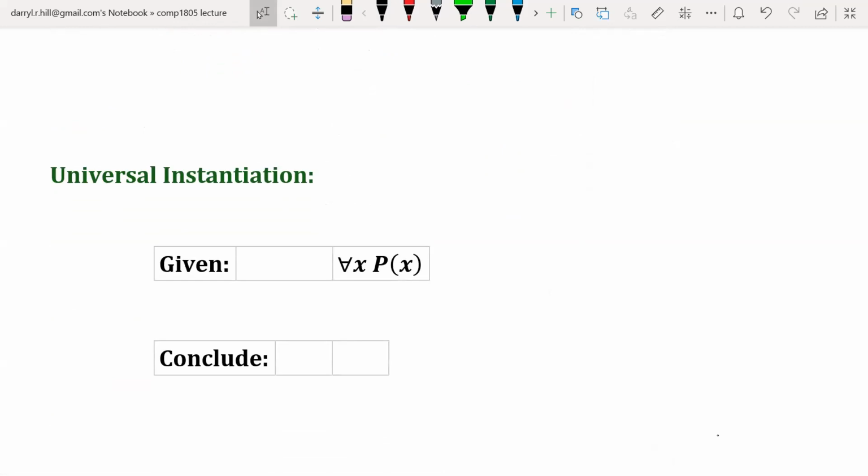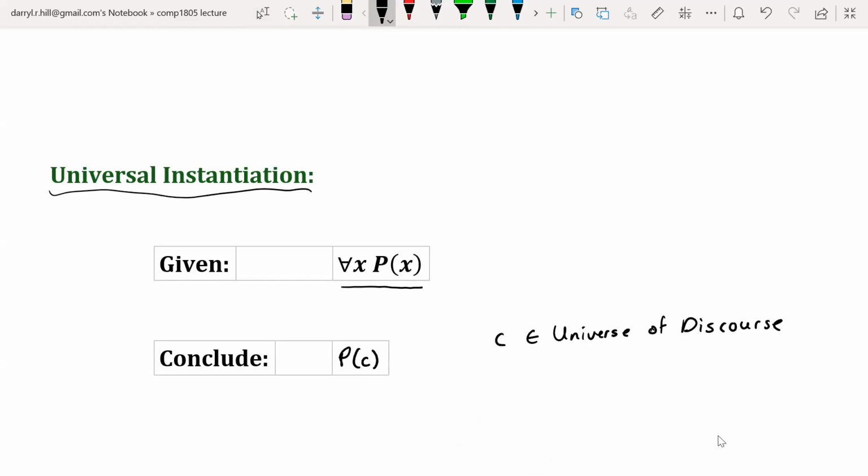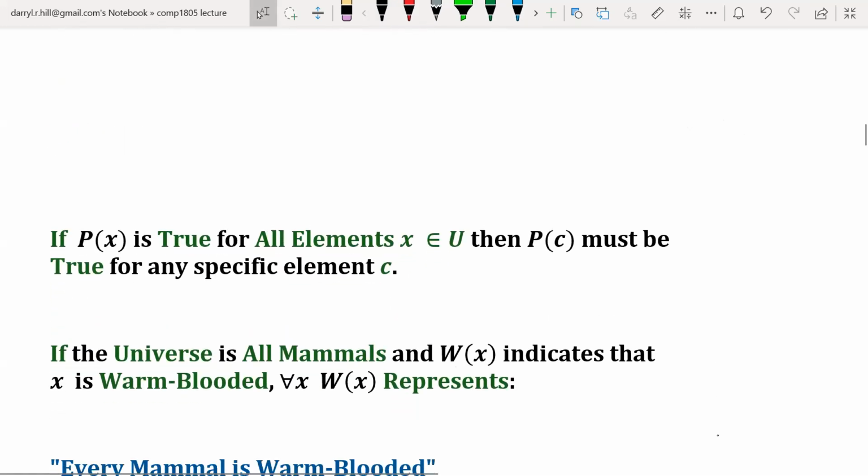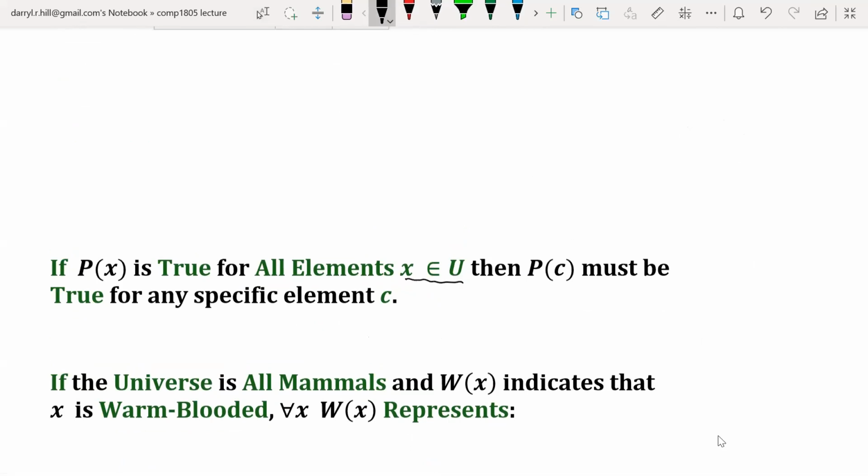So one way to go from a quantifier to a regular logical argument is called universal instantiation. So if we take a statement for all x, P of x, what we can do is we can choose an item c and conclude that, if c is part of the universe of discourse, then of course P of x must be true for this element c as well. And now c is a specific element that we can work with, and we'll see examples of how to work with it. But for now, this should be clear. So if P of x is true for all elements x that are in the universe of discourse, then it must be true for any specific element c, right?